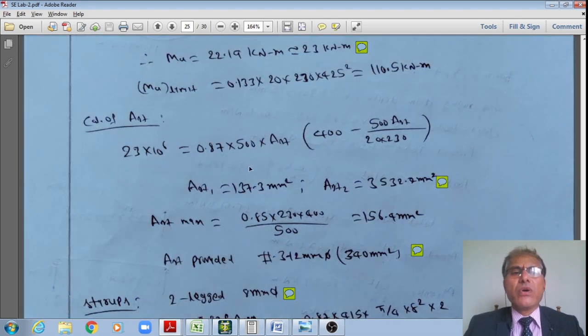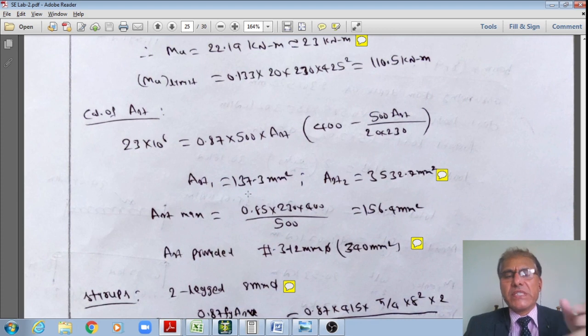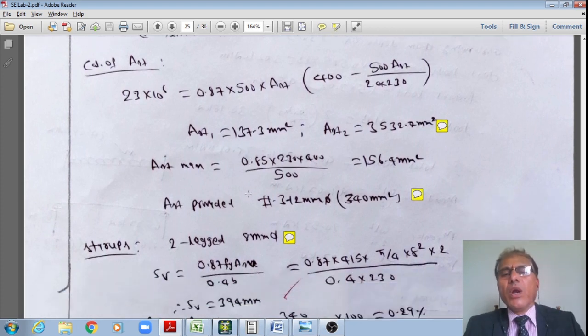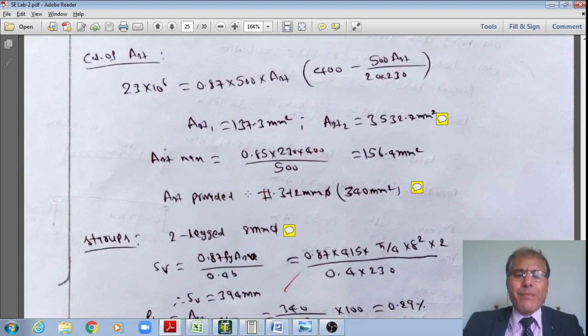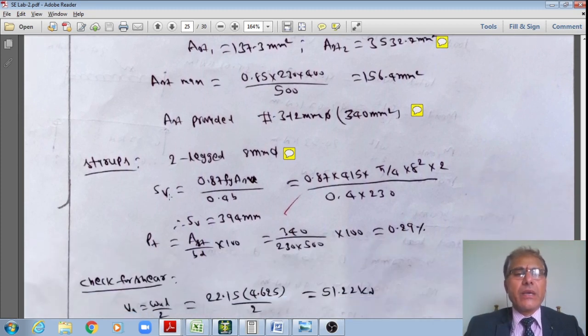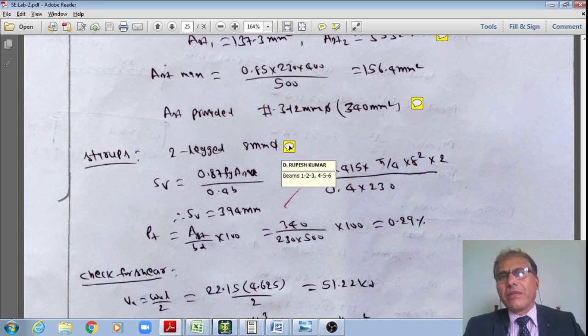Therefore, here also for this 7 and 10, 156 is the minimum steel required. Therefore, you provide 2-12 mm as a compression as well as tension steel. Here also no change, manual change, right? Whereas once I do the design for the main steel for the 3-span continuous as well as 2-span continuous beams, we have seen, student.